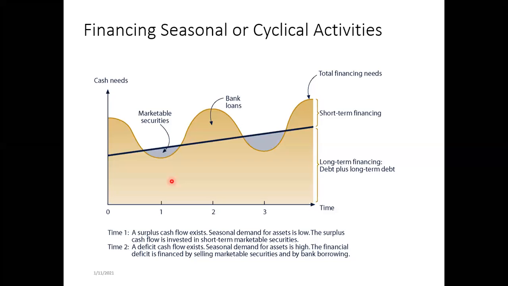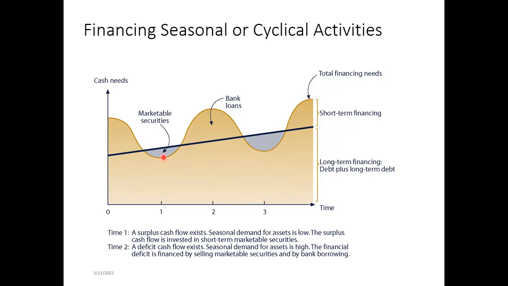This picture is explaining the financing of seasonal and cyclical activities. On the vertical axis they plot cash needs, and on the horizontal axis the time period. As we discussed earlier about working capital financing, there are three policies. So what kind of policy is this? In the middle, not aggressive, not conservative. It's matching. When you look here, the colored area is the total financing needs. The total financing needs are divided into two: short-term financing and long-term financing. It is the matching concept.